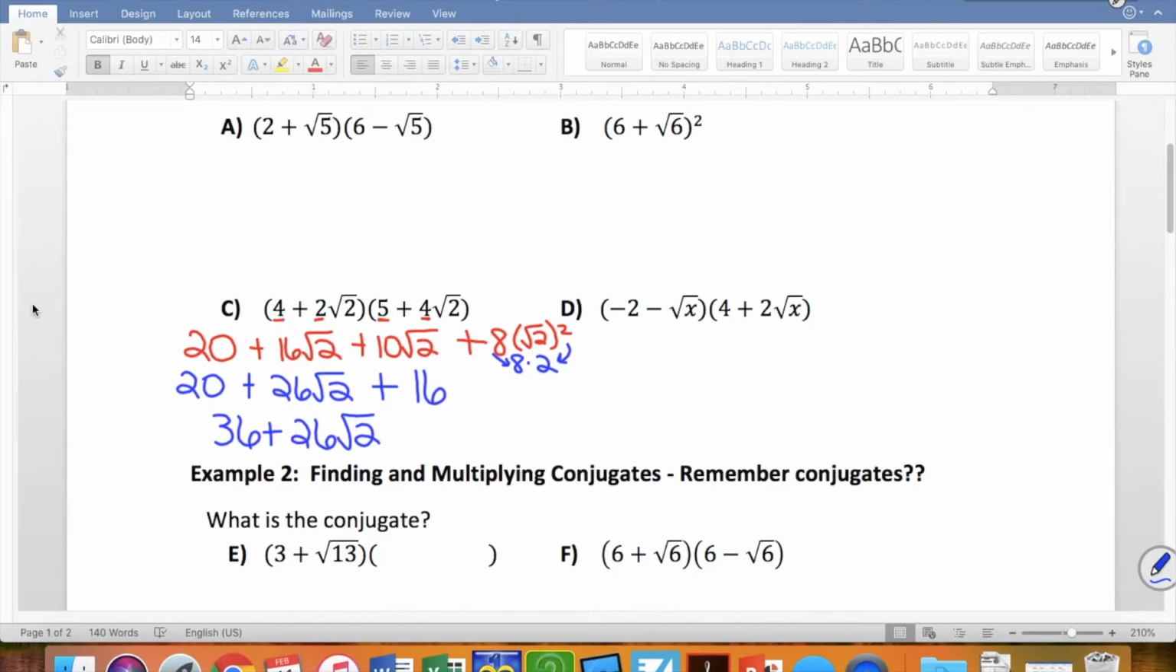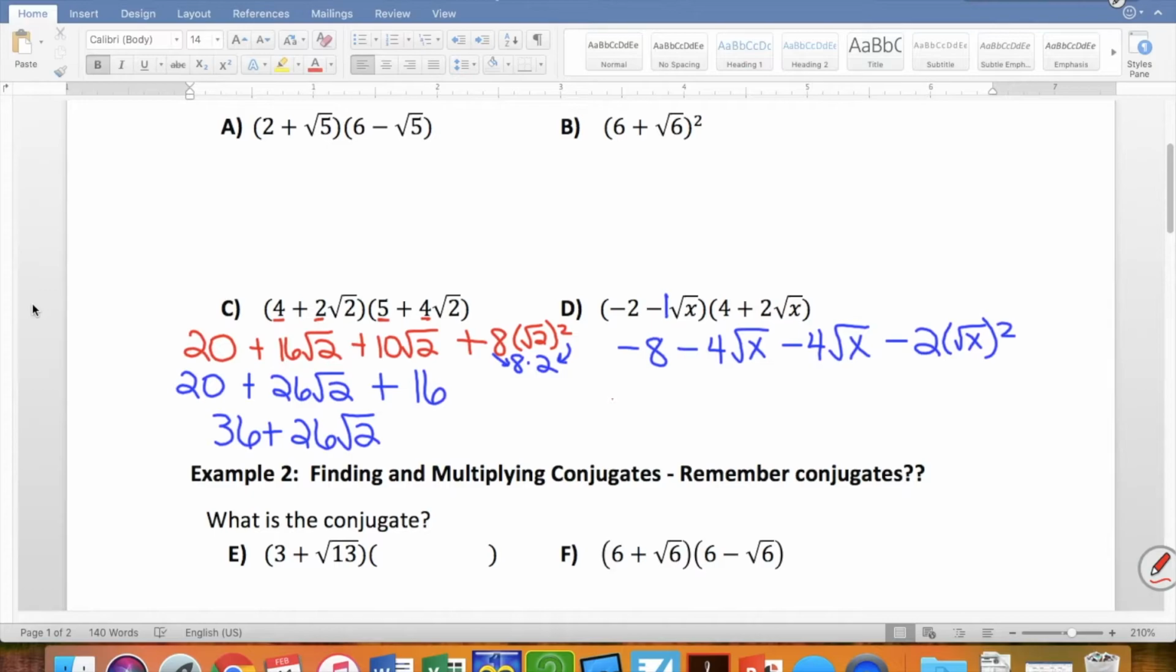Won't change too much, sorry. So when I do my first, -2 times 4 is -8. -2 times 2 square root of x would be -4 square root of x. And then negative square root of x times 4 would also be -4 square root of x. And then negative, let's look at this like a -1 if you want to. -1 times 2 is going to be -2. And then the square root of x squared, because it's the square root of x times the square root of x. So let's go ahead and combine my like terms.